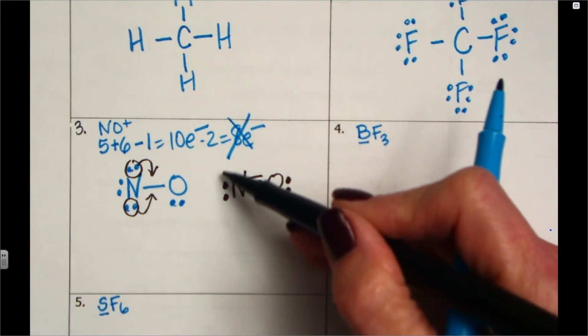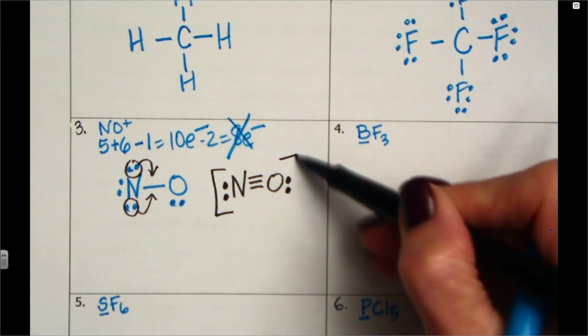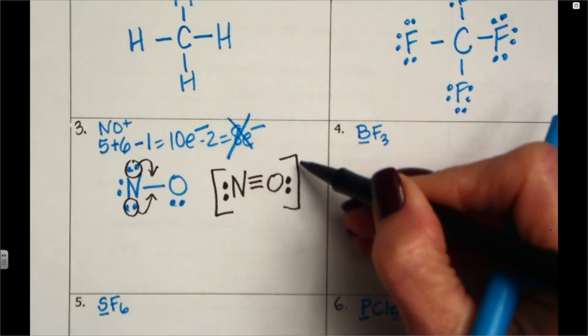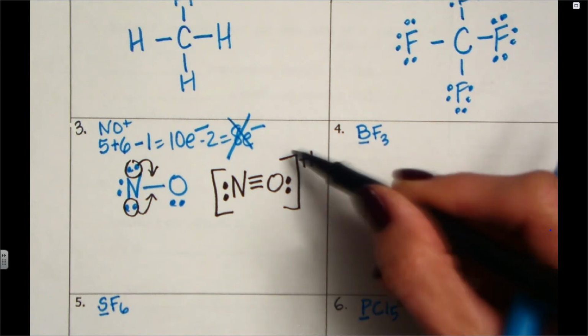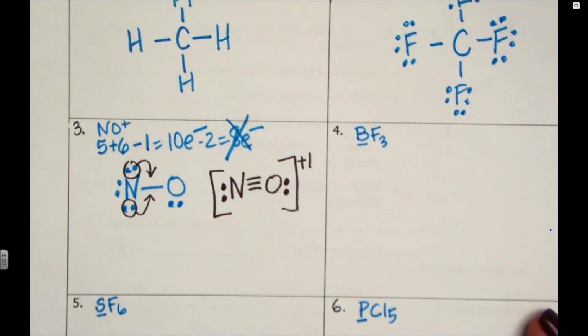Now don't forget, if it is a polyatomic ion, you do draw the Lewis structure in brackets and you indicate the charge as a superscript. So this is the Lewis structure for NO+.